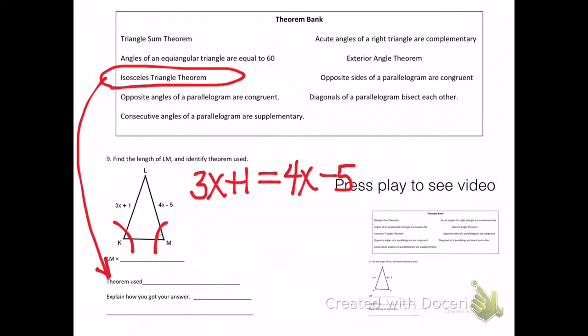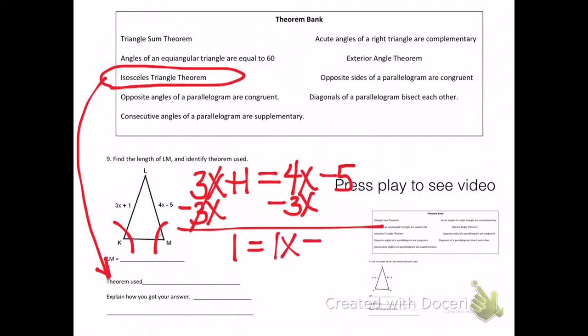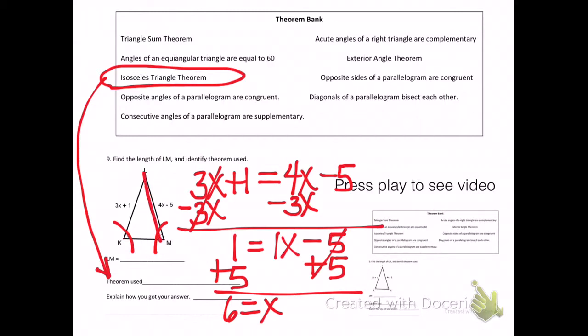So I would combine my x's. The first thing I'm going to do is eliminate the 3x on the left by subtracting it, and it eliminates on the left. That leaves me 1 equals 1x minus 5. Then I'll use the addition property of equality to eliminate the 5 on the right. So 6 equals x.